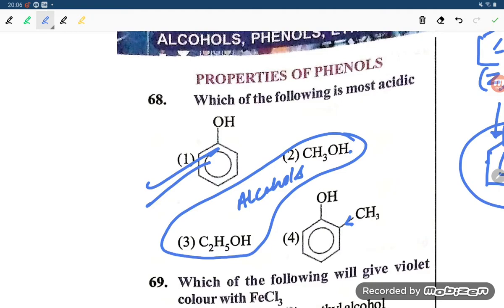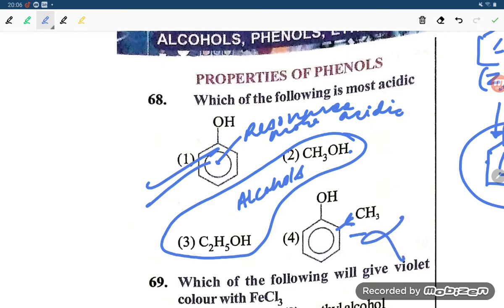The others are ruled out because here resonance is there, students. Due to resonance, it is more acidic. But if you talk about option C, an electron donor group decreases the acidic strength, so this is wrong. These are alcohols. Due to resonance, phenol is more acidic than the alcohol. So the correct option is option number 1.